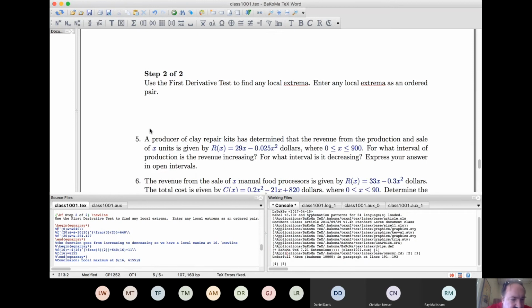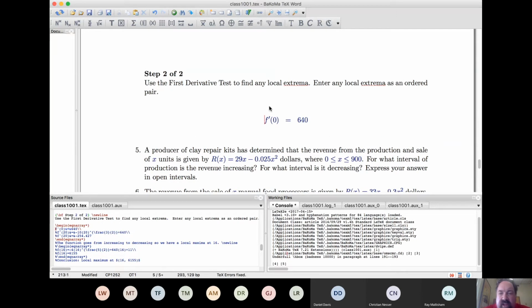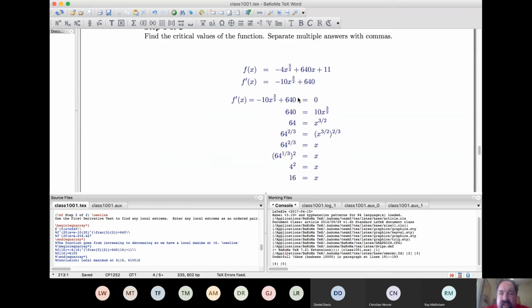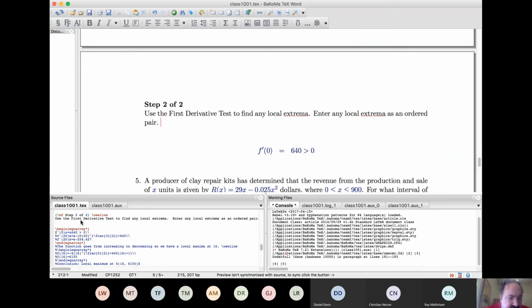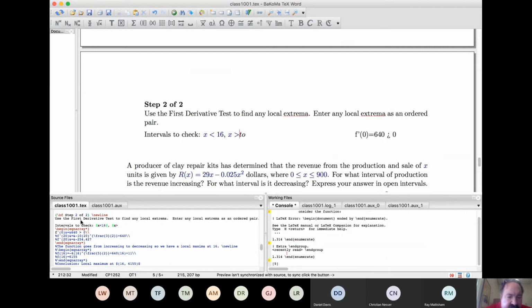So we can choose points on either side of 16. For x less than 16, we can just choose 0. And so we substitute that into the derivative, and we're just going to get 640. So we get increasing. So x less than 16, 16, x greater than 16.